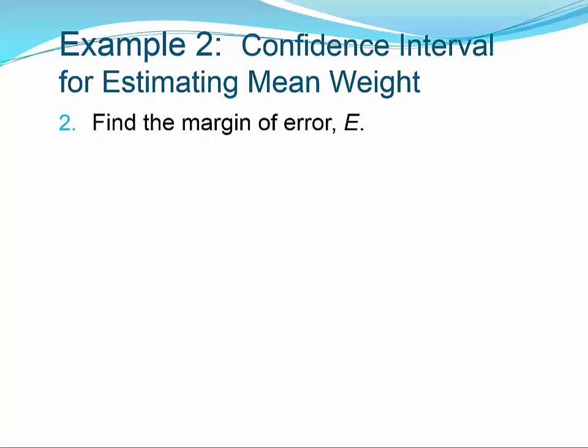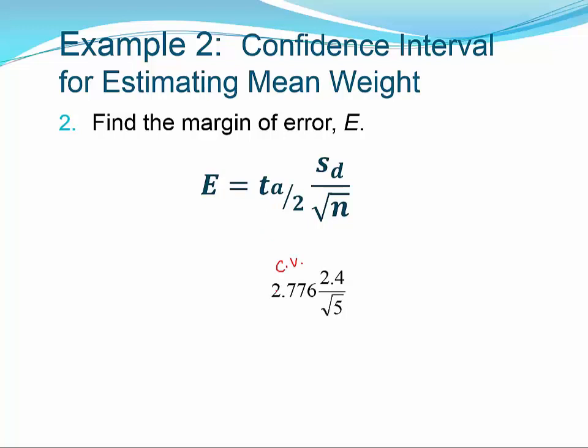So the margin of error for the confidence interval estimate is 2.776, so that's the critical value. Notice I don't put the negative, you just use the positive value. We multiply that by the standard deviation and divide by square root of 5. So here's the calculator entry. 2.776 times 2.4 divided by square root of 5 equals 3.0, which is going to be the margin of error.